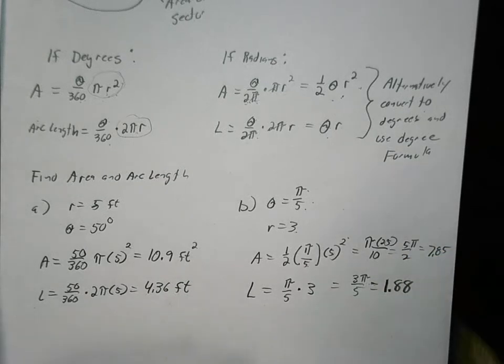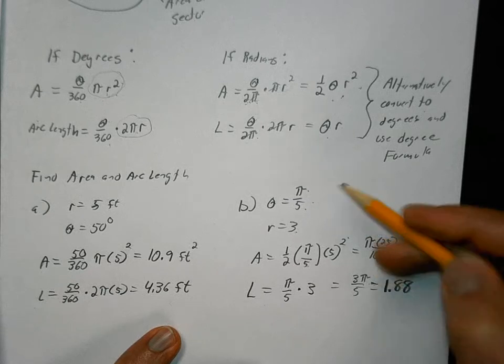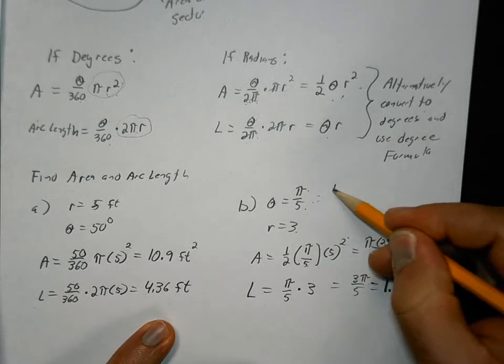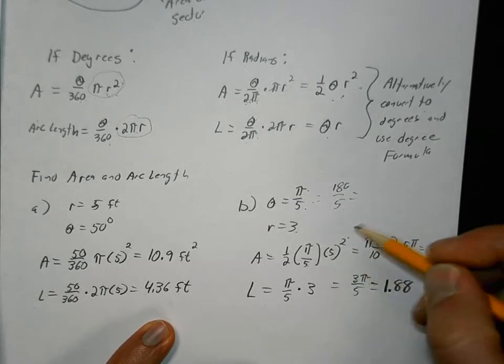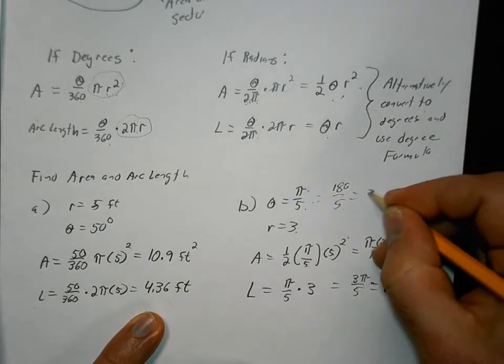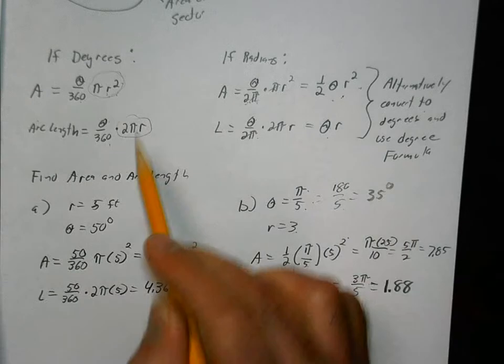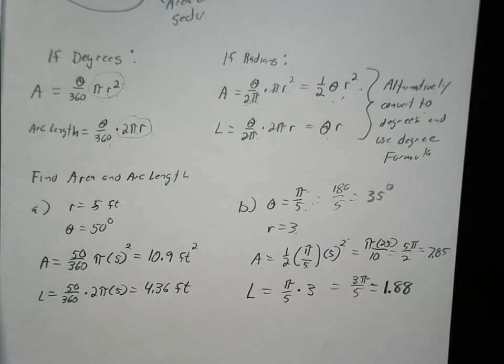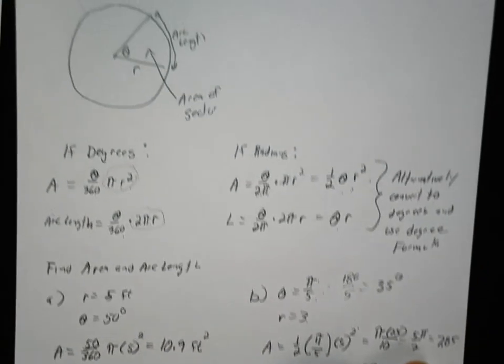Okay. Alternatively, we could have actually just converted this. This is 180 over 5, and that would be 36 degrees. And then I could use these formulas if they're easier for you. But either way, that's how we find the arc length and area of a sector.